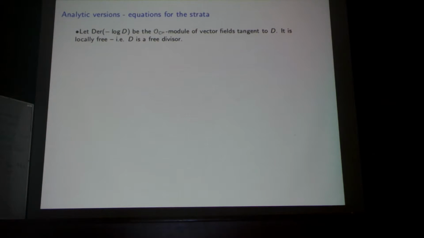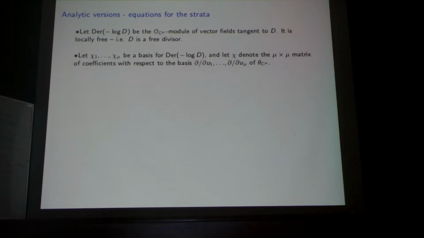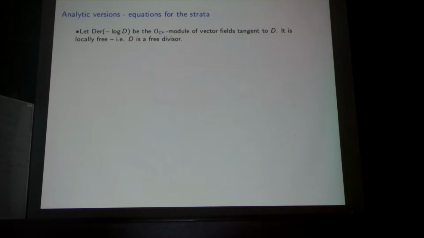Anyhow, so we've introduced these strata. I've told you that the delta constant stratum is Lagrangian, and the other strata, dk, are co-isotropic. But we still haven't got any closer to finding equations for them. So that's what I want to do now. So we take the module of logarithmic derivations, Der(-log D). D is very well known to be a free divisor. That means that this module, Der(-log D), is a locally free module.